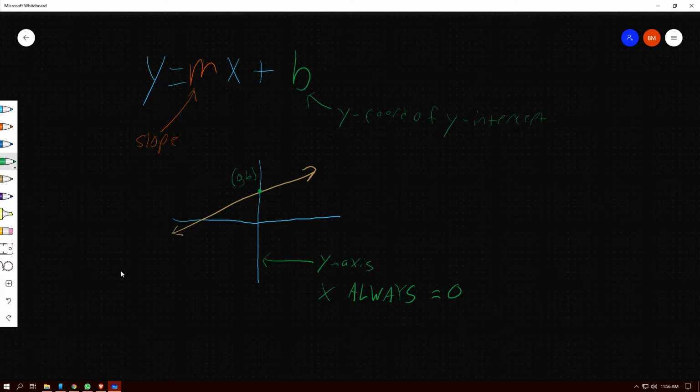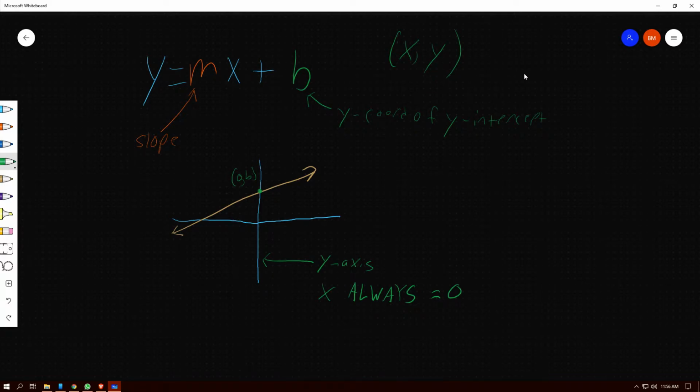is the y-coordinate of the y-intercept. Just to explain that real quick, we have x and y as just an ordered pair. This y would be the y-coordinate, the y piece of it. So what we're saying by the b being the y-coordinate of the y-intercept is that a y-intercept is an ordered pair, and the b just goes into the y section.